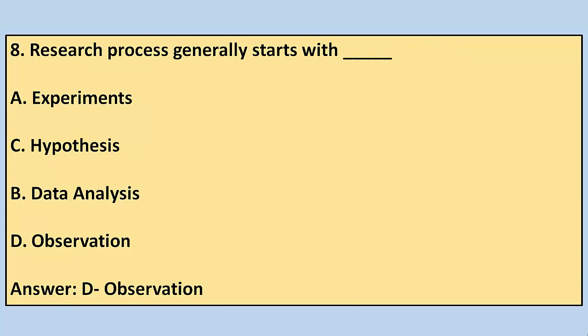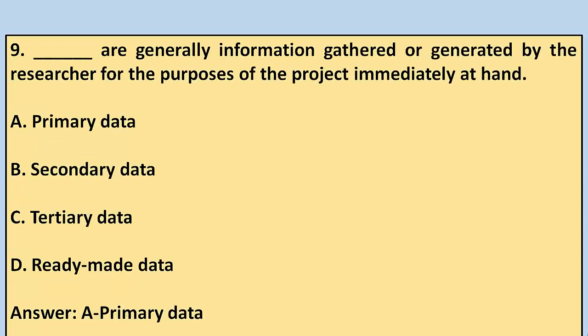Research process generally starts with A. experiments, B. data analysis, C. hypothesis and D. observation. Answer is D. observation. Dash are generally information gathered or generated by the researcher for the purpose of the project immediately at hand. A. primary data, B. secondary data, C. tertiary data and D. ready-made data. Answer is A. primary data.